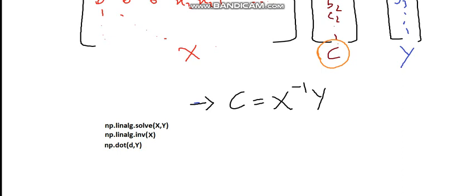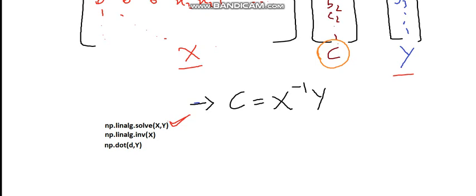In order to do that, we can use np.linalg.solve(x, y). Here you have this x matrix and y matrix, and if you directly give x comma y, then it will solve for your coefficients by considering all the sets of equations as simultaneous equations.